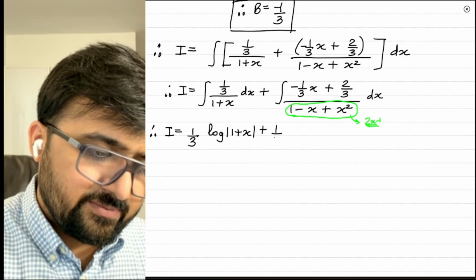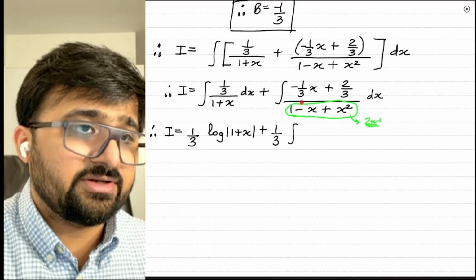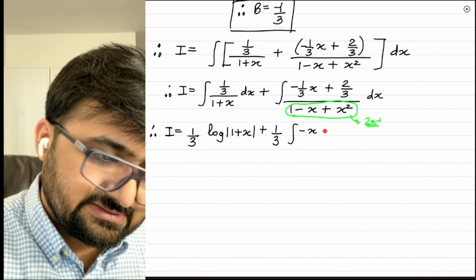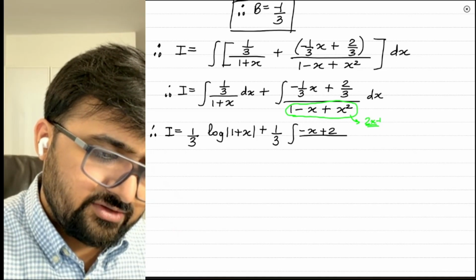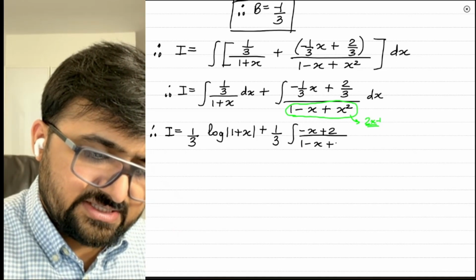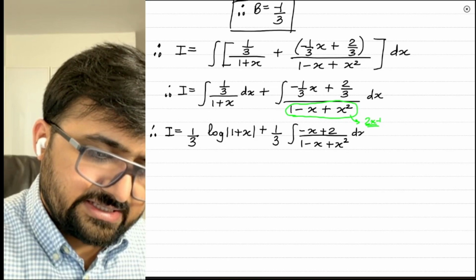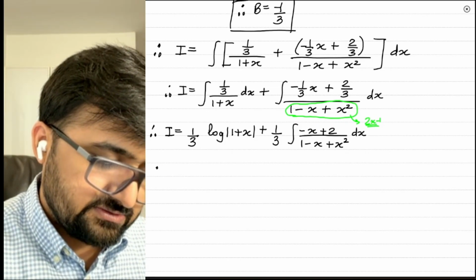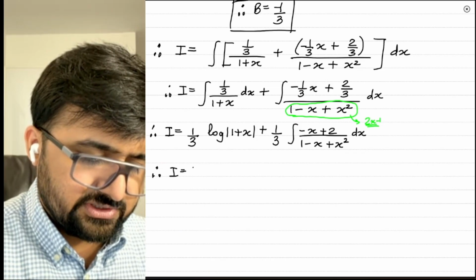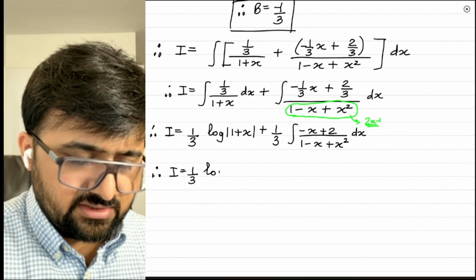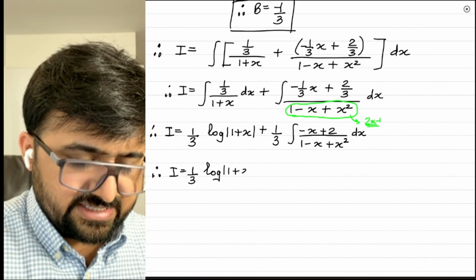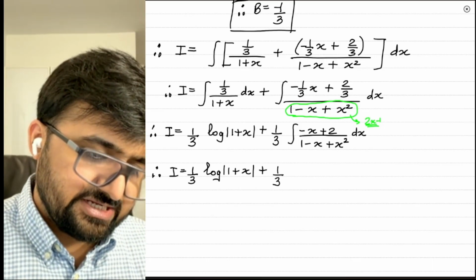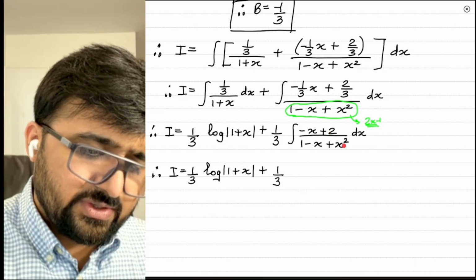So we get 1 by 3 out of integration. That 1 by 3 can be taken out. And we have integration of minus x plus 2 divided by 1 minus x plus x square dx. Remember, we have to adjust that 2x minus 1 here. So therefore, we have I is equal to 1 by 3 log mod 1 plus x plus 1 by 3, and so we need to adjust 2x minus 1.